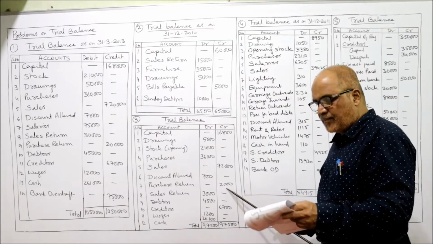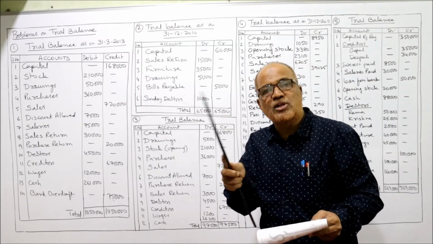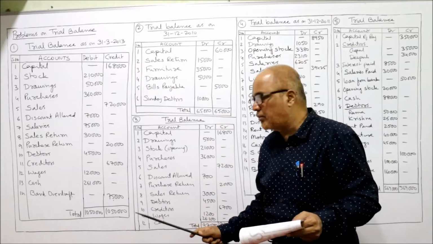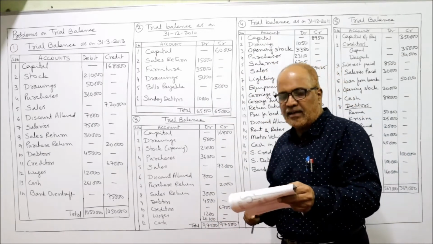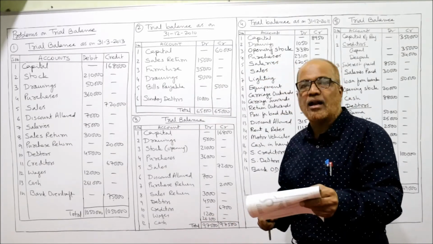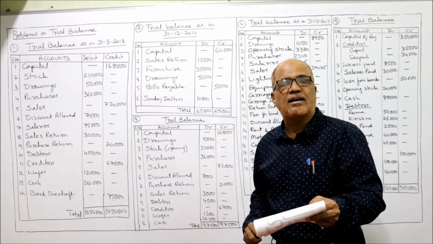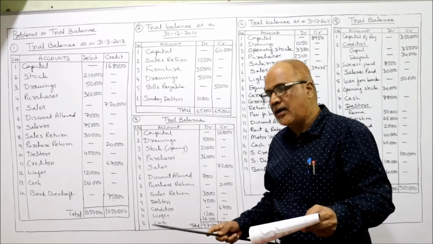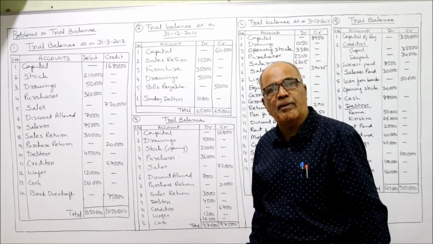Purchase return, credit side. Sales return, debit balance. Sales will show credit balance, sales return will show debit balance. So sales return, debit side 3,000. Then comes debtors, asset, debit balance. Creditors, liability, credit balance. Wages is an expense, debit balance. Then cash is an asset, debit balance.